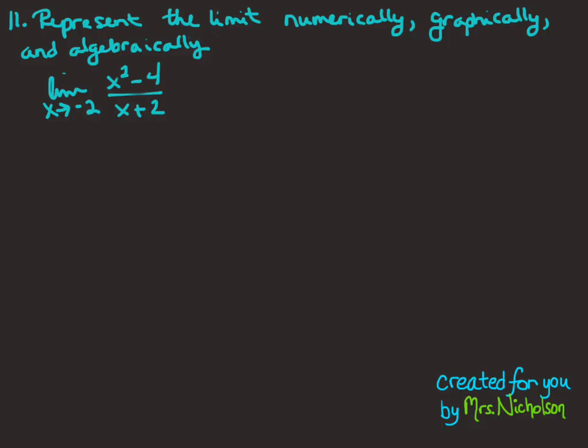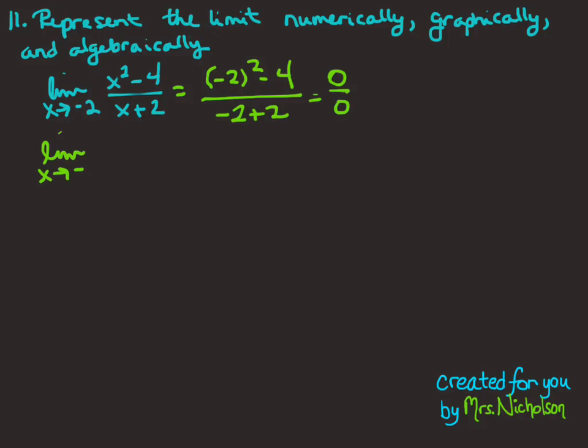For this first one, I would start with algebraically. The first thing we should always do if x is approaching a number is plug it in. So I get negative 2 squared minus 4 over negative 2 plus 2, and that gives me 0 over 0. So I probably have a limit, but I need to find out what it is.